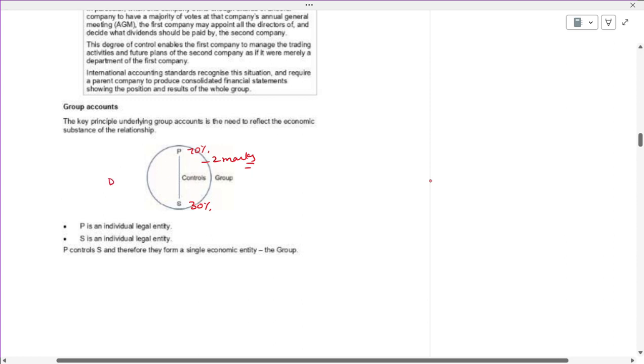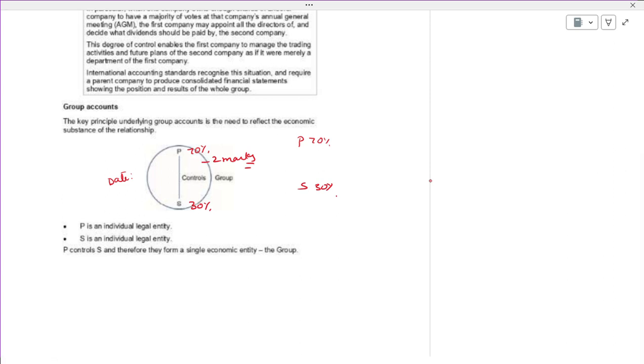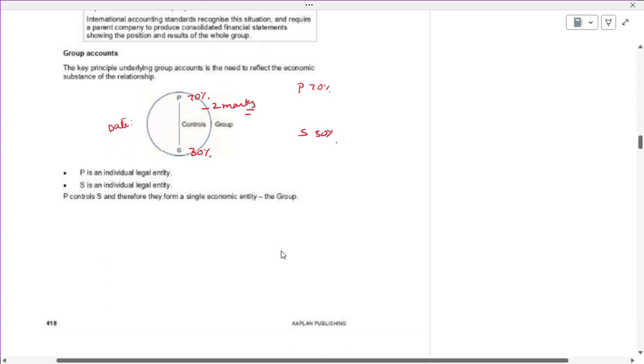When they have acquired 70 and 30, they will give you the date also when they acquired. We have to mention this. We don't have to put things in a circle; we have to mention it like this: P parent is 70%, subsidiary is 30%. Or 60%, 40%, 65%, 35%, whatever is given in the question, we have to follow. P controls S, and that is the reason they form a single economic entity, called a group.